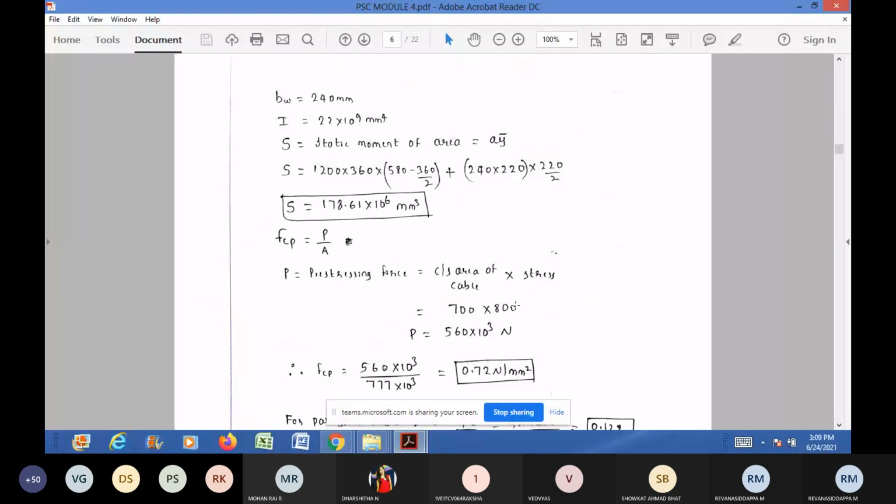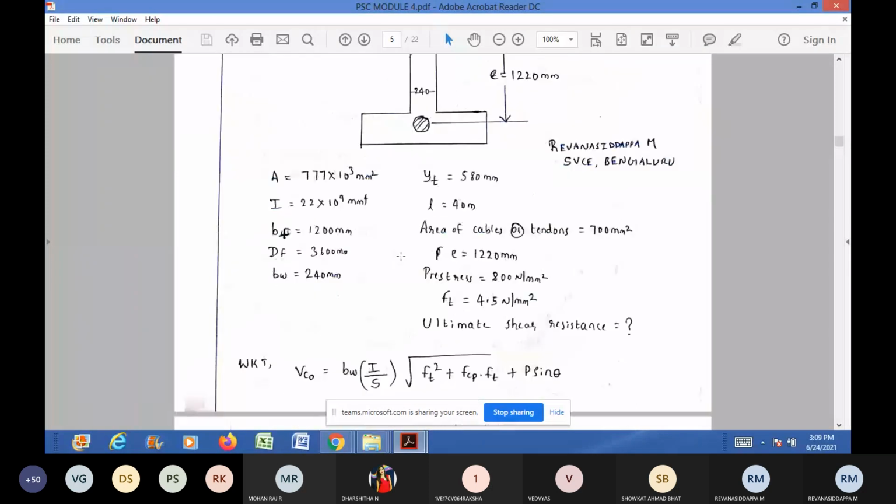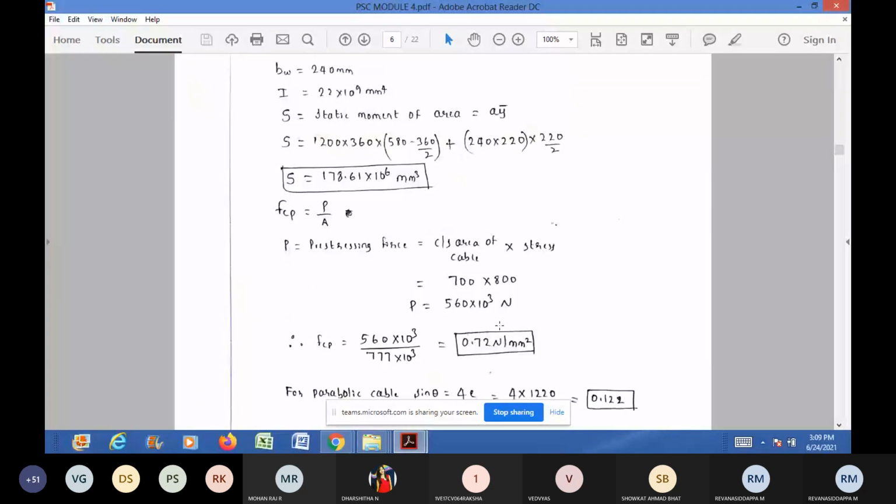Okay. So next you calculate stress, P by A. P is 560 into 10 power 3 divided by the area of the cross section, which is given as 777 into 10 power 3 mm squared. You just substitute, you will get the direct stress due to pre-stressing force. Here I got 0.72. Check your answer. Same answer, sir. 0.72 Newton per mm square.